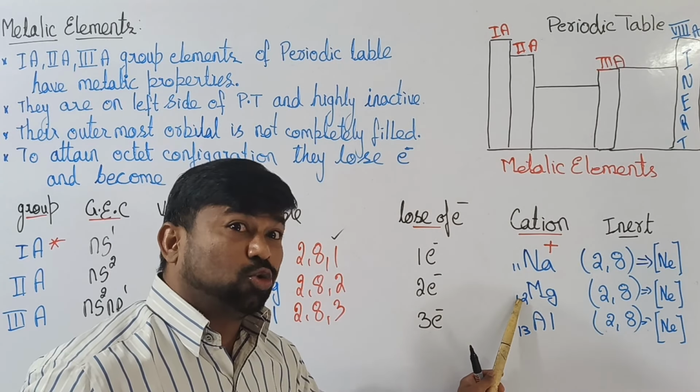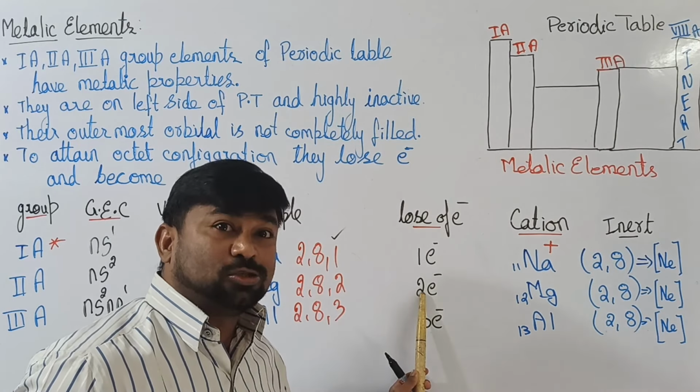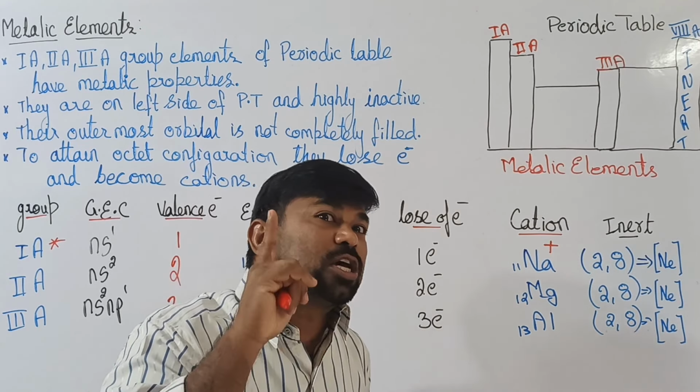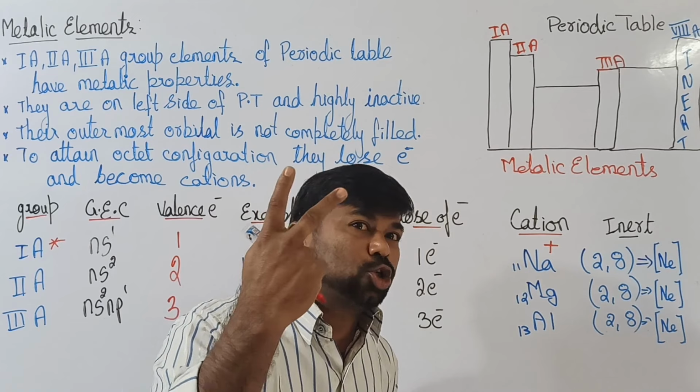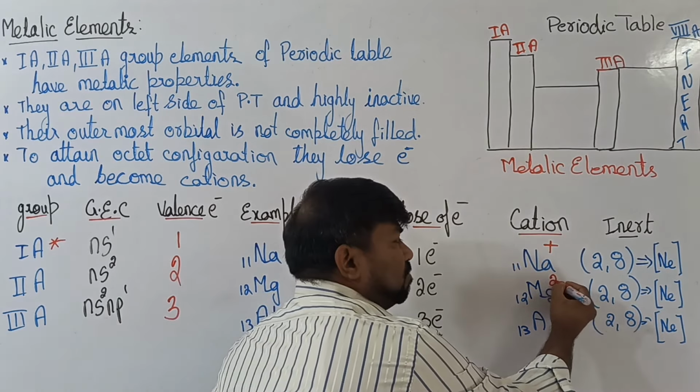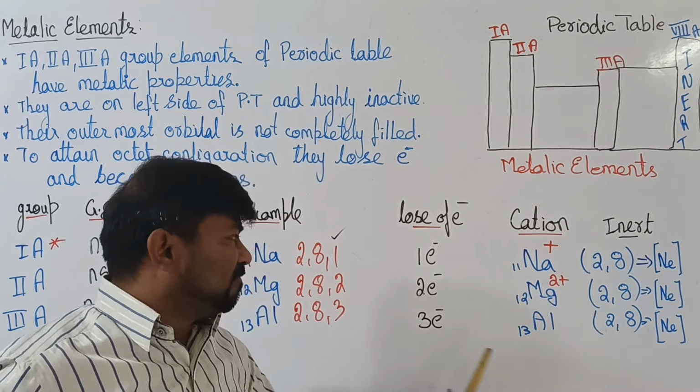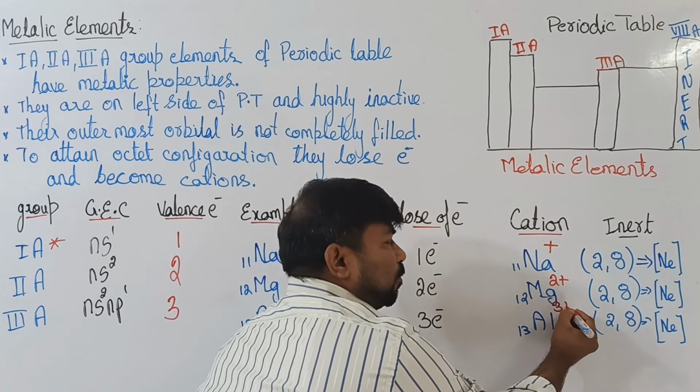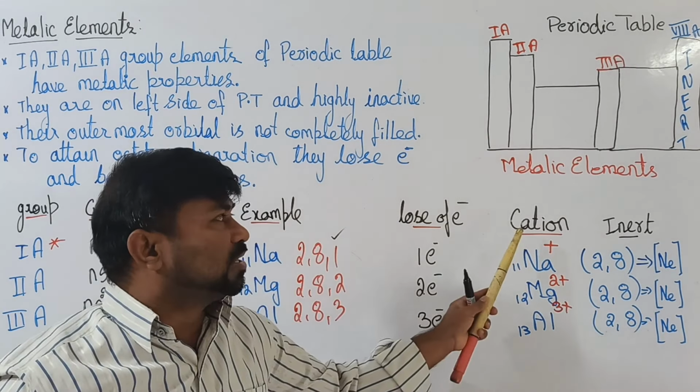Magnesium has 12 protons and it lost 2 electrons, which means the total number of electrons is only 10. That means protons are 2 more. Therefore they become dipositive. In the same way, aluminium will become tripositive. All these are nothing but cations.